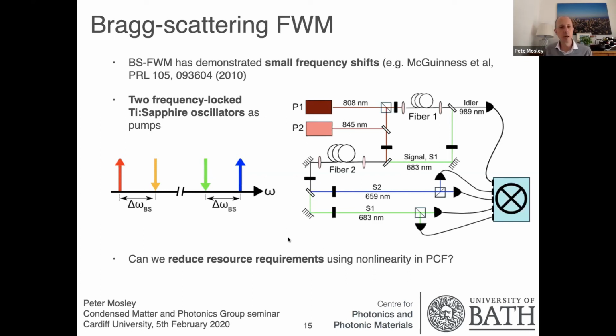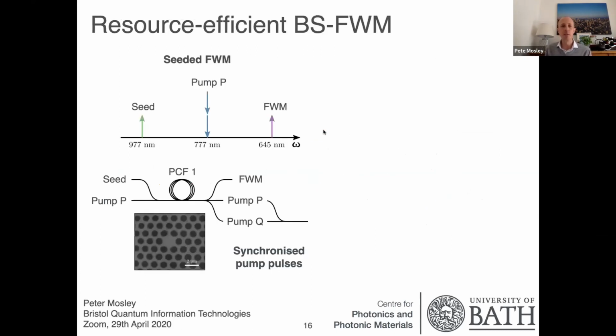And so the question that we had, looking at this implementation, was: can we use the nonlinearity in PCF to reduce the physical resource requirements here? So rather than having these two pump lasers, can we reduce it to just using one pump laser? The way that we approached this was to design a PCF in which we could use a single pump laser to generate a second pump wavelength, so we could generate synchronized pump pulses with a wavelength separation that was the same as the frequency shift that we wanted to impose on our source photon.